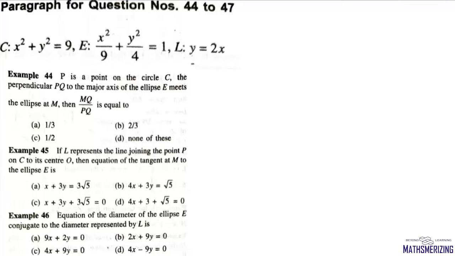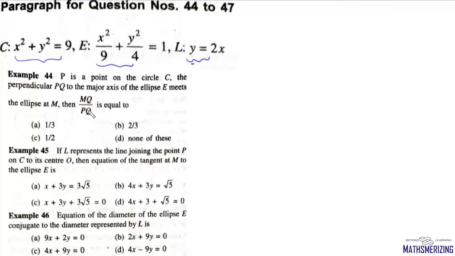Now here the question is, we are given a circle, an ellipse and a line. It says P is a point on the circle C. The perpendicular PQ to the major axis of this ellipse meets the ellipse at M. Then we need to find MQ upon PQ.